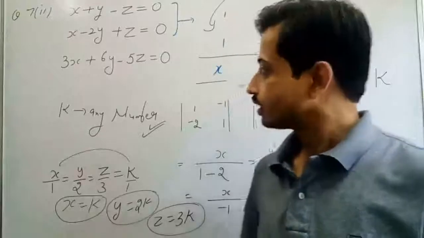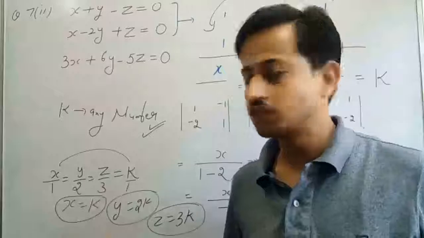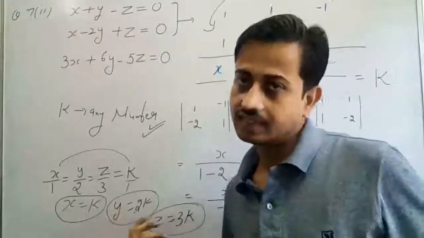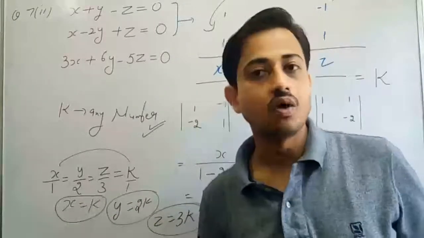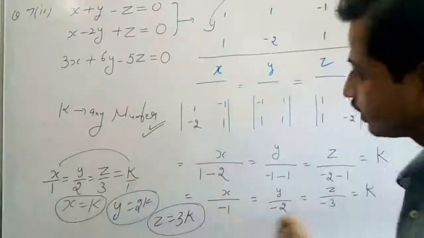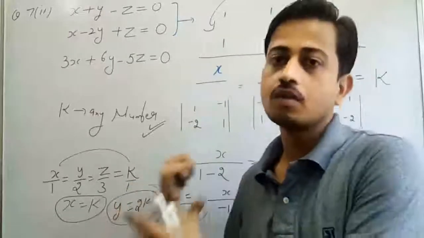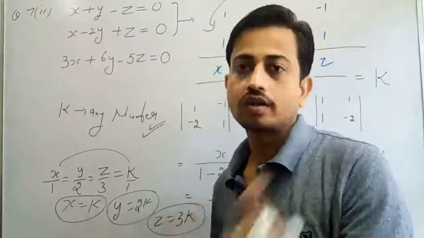And k is what? K is any number. So we get any number of solutions for x, y and z. That indicates we got an infinite number of solutions. So please make a note. I am going to take another example of this type of question. So be noted.